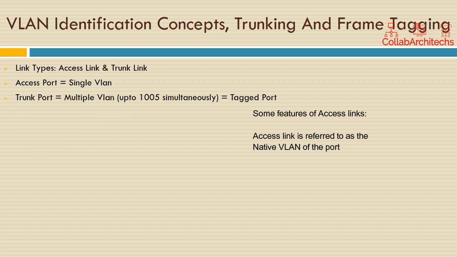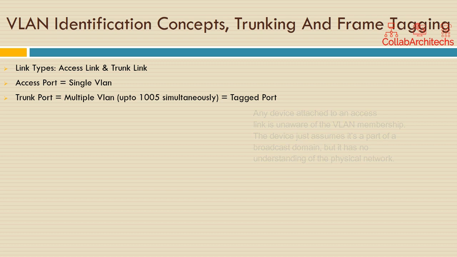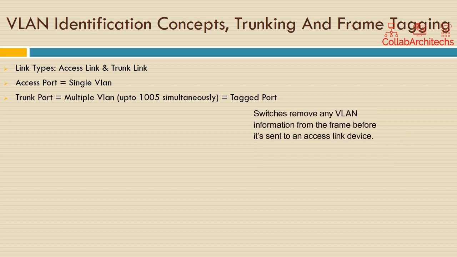Access link is referred to as the native VLAN of the port. Any device attached to an access link is unaware of the VLAN membership. The device just assumes it's a part of a broadcast domain, but it has no understanding of the physical network. Switches remove any VLAN information from the frame before it's sent to an access link device.